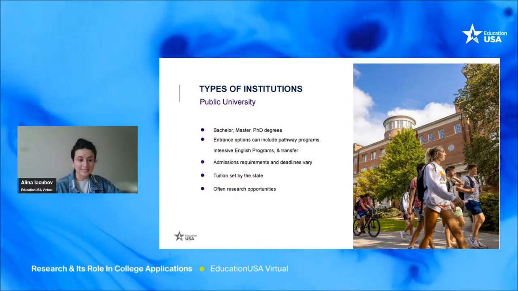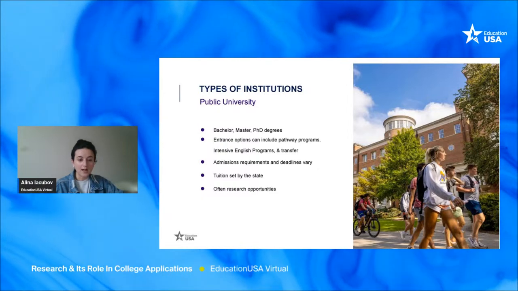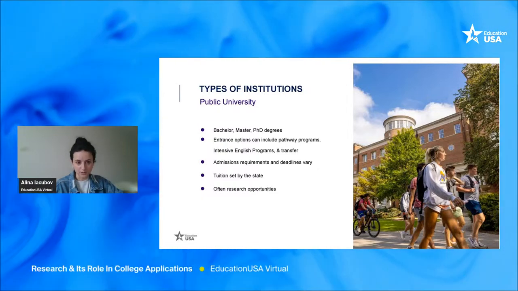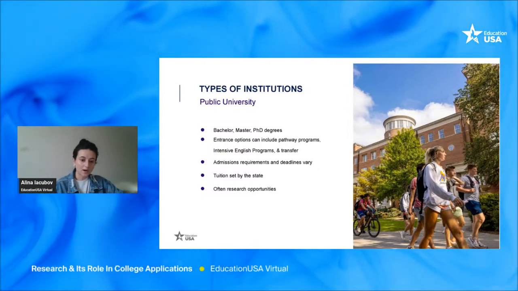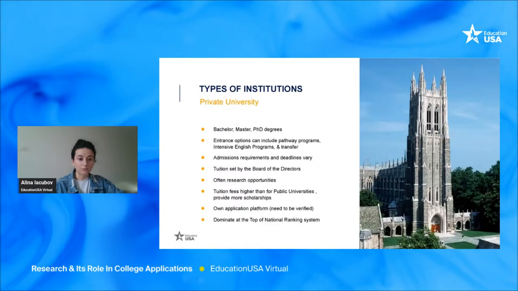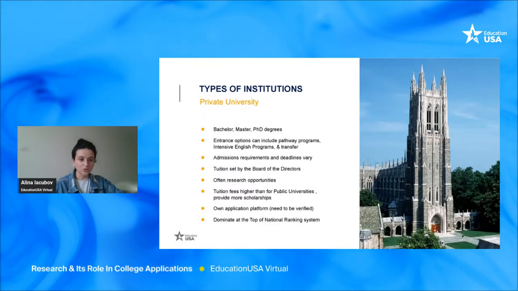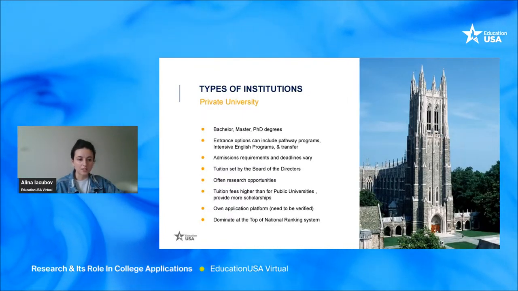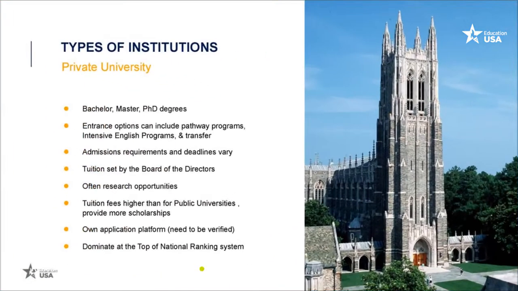The tuition is set by the state, and they often have research opportunities. Instead, private universities do offer the possibility to study for your bachelor, master, and PhD degree. You can also have the entrance option that include pathway programs. The admission requirements and deadlines do also vary. Instead, the tuitions are set by the board of directors.